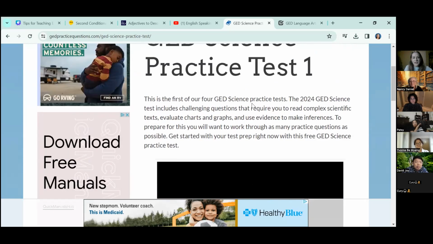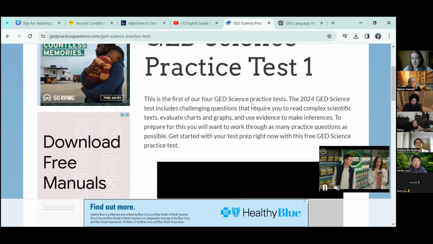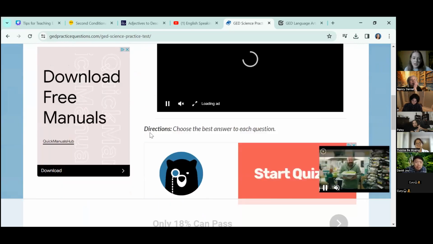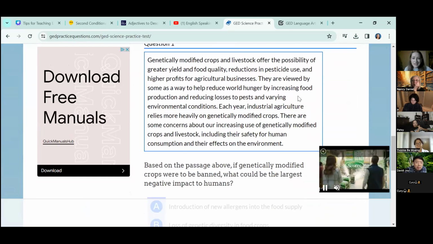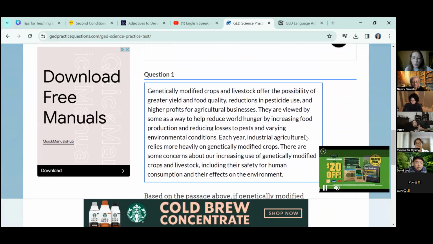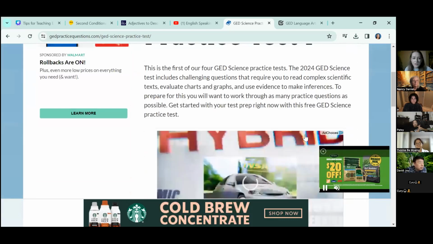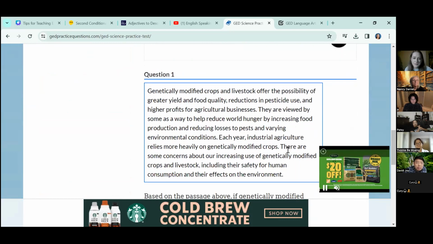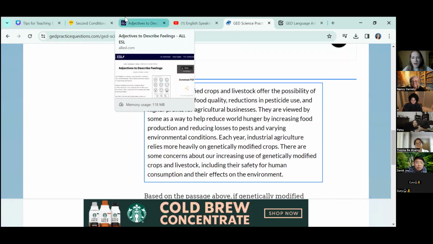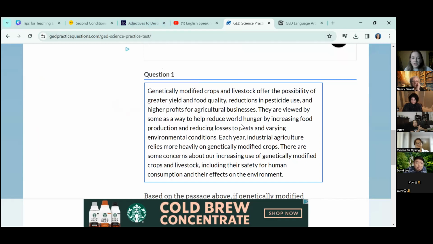So the GED has 4 different parts to it: language arts, math, science, and social studies. And this is just to give you an idea about what the questions look like for the science part of the GED test.